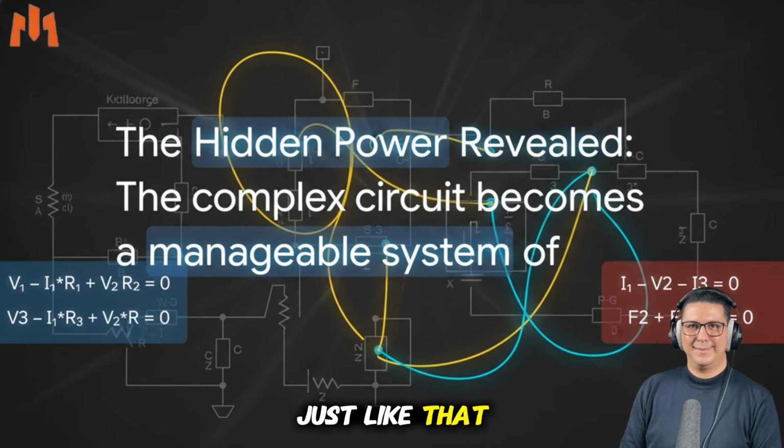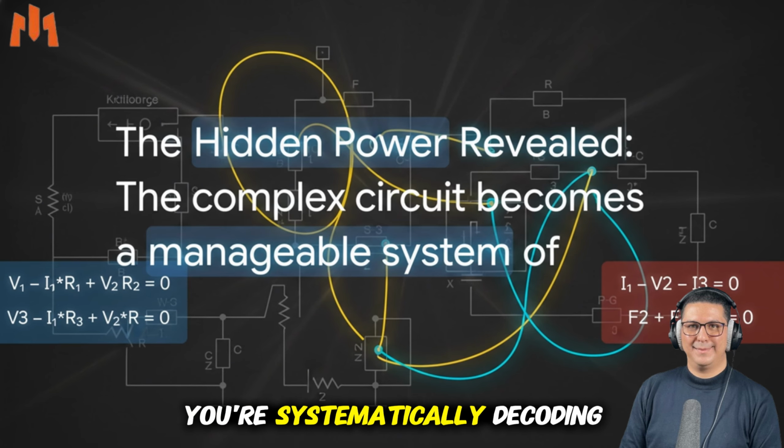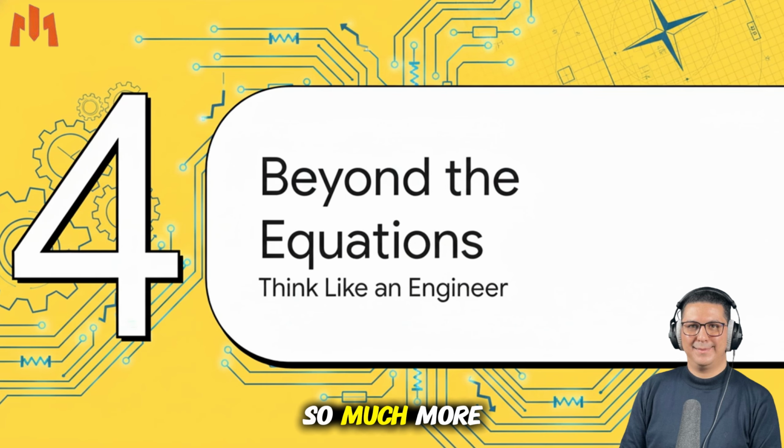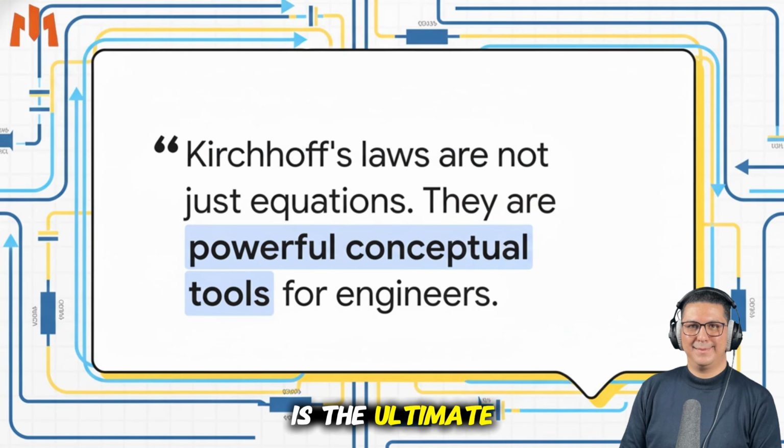And just like that, the hidden power is revealed. The complex circuit suddenly becomes a manageable system of equations. What once looked totally impossible now has a clear path to a solution. You're no longer guessing. You're systematically decoding the circuit's behavior. But this is about so much more than just finding the current in some resistor. This is about developing a whole new way to see and think, to start thinking like an engineer or a physicist. This right here is the ultimate takeaway.